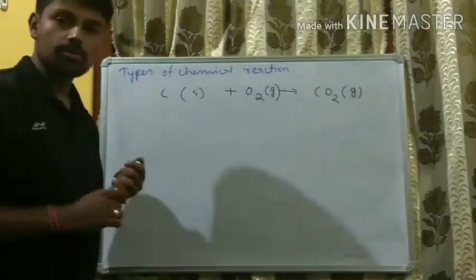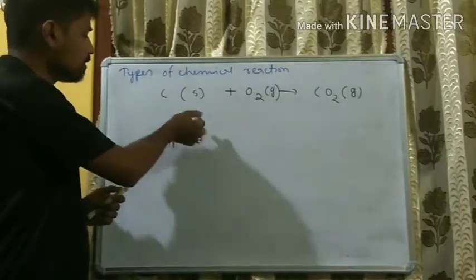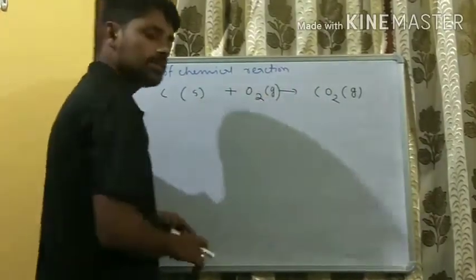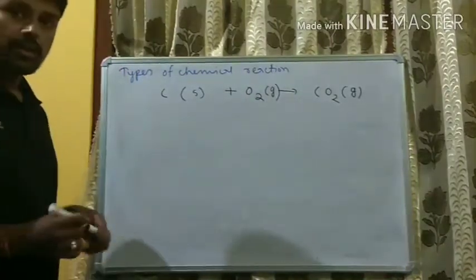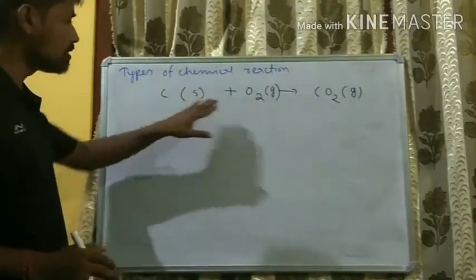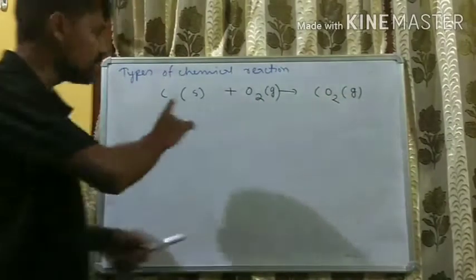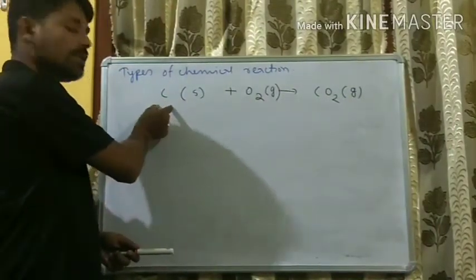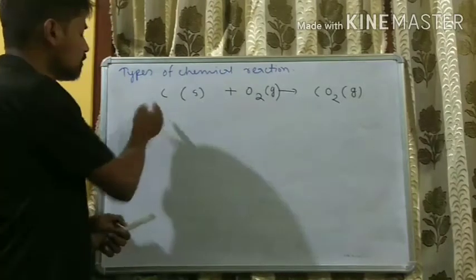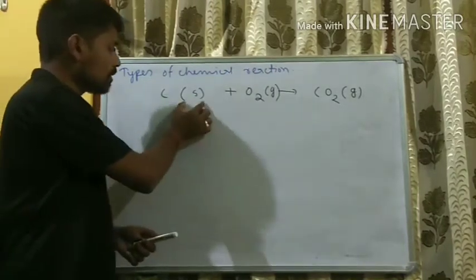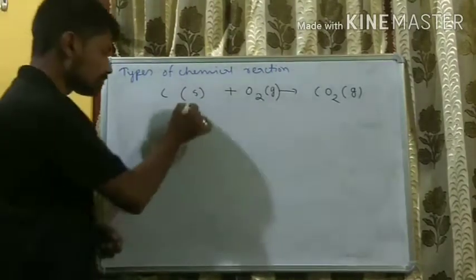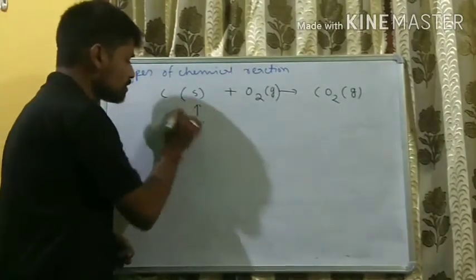Whenever you see in your books, you can see that in brackets some symbol is written, like S or G or L or AQ. These symbols indicate the physical state of the element or atom which is written before it. For example, after carbon we have written S in the bracket. This S indicates it is solid in nature.